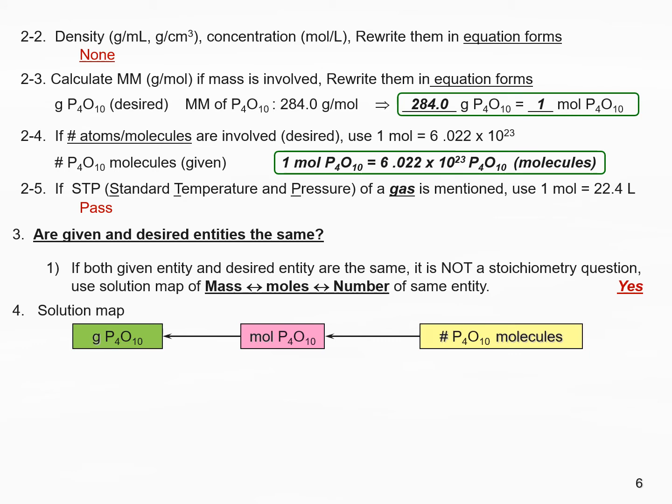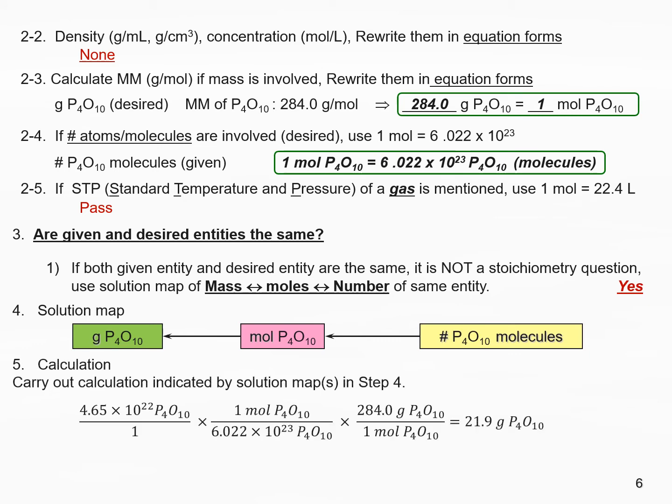As we carry out the calculation here, we have the number of P4O10. Remember, this conversion factor right here is the definition of the mole, so we use it. 1 mole of P4O10 equals this many P4O10 molecules, so that we can convert the number of molecules into moles. And finally, we apply the molar mass as the second conversion factor, and we can get the grams.